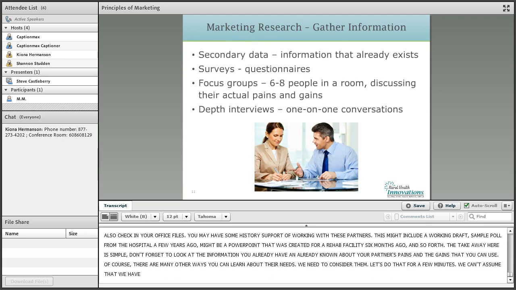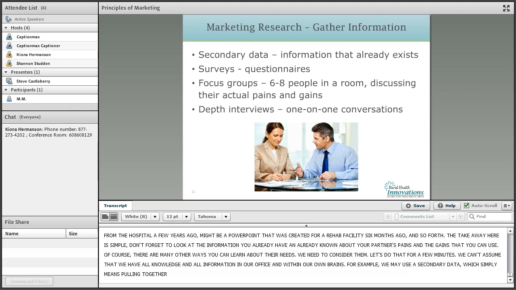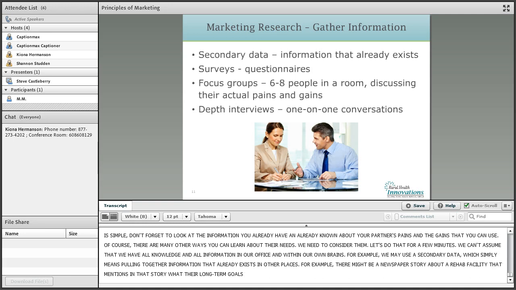But of course, there are many other ways that we can learn about their needs, and we need to consider them. And so let's do that for a few minutes. We can't assume that we have all knowledge and all information in our office and within our own brains. For example, we may use secondary data, which simply means pulling together information that already exists in other places.